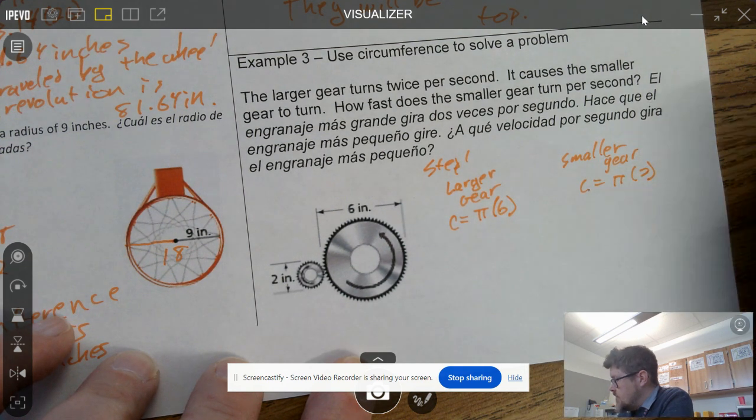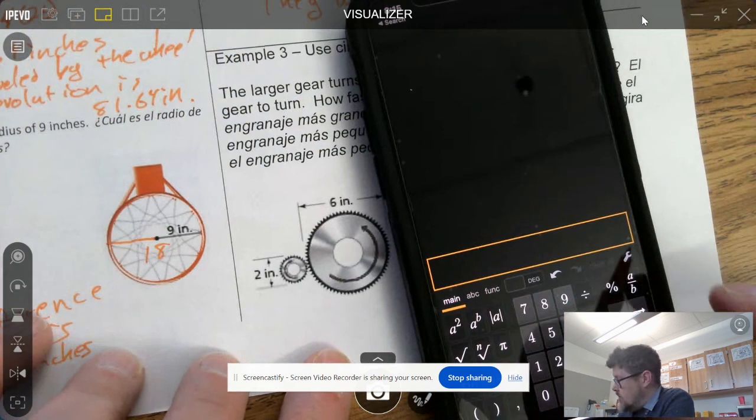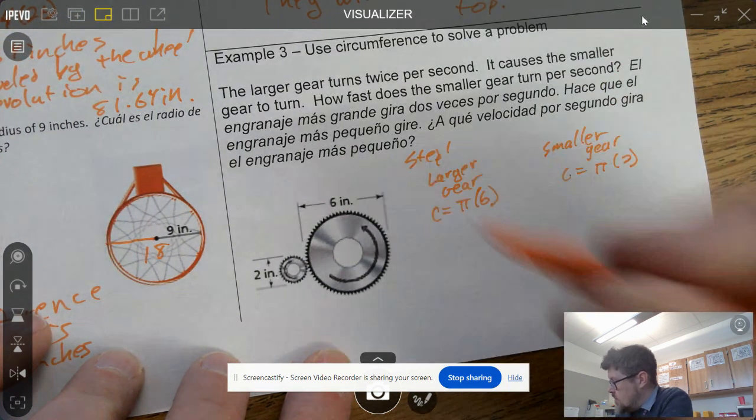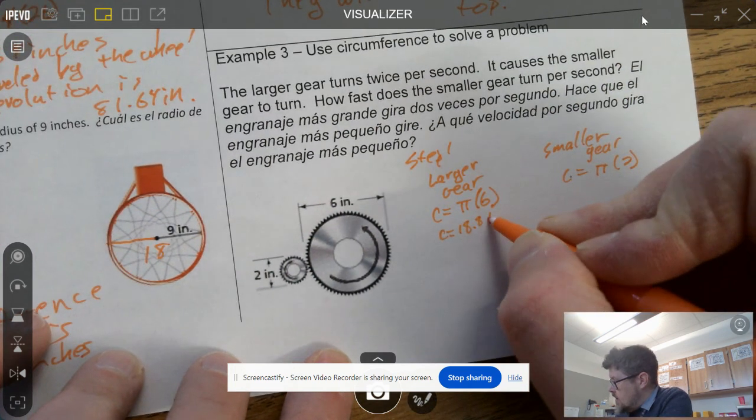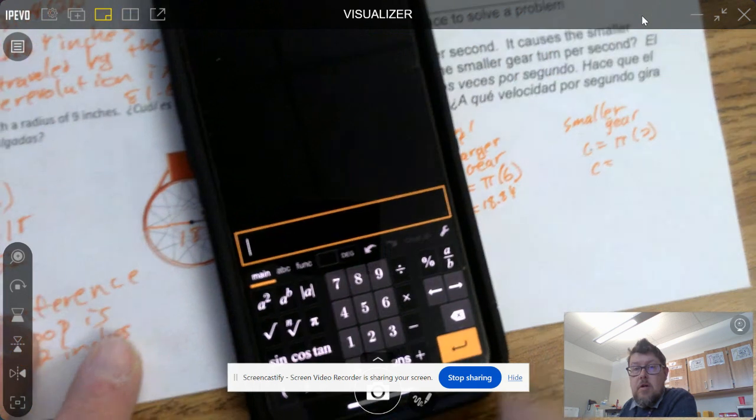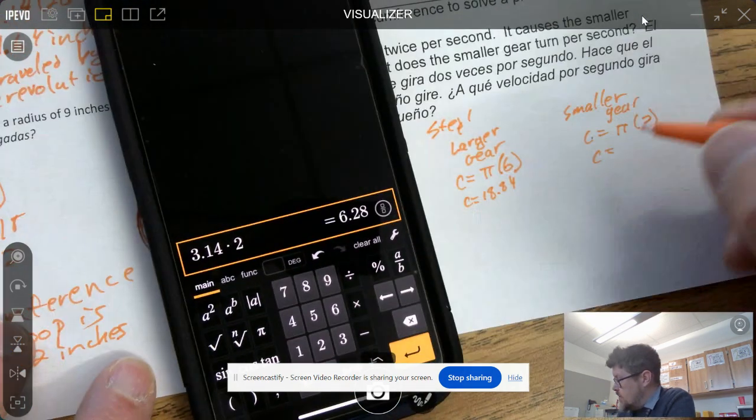So again, remember that pi is going to be 3.14, so we're just going to do everything in the calculator here. 3.14 times 6 gets us to 18.84. And then we do the same process here. We take that pi, which is 3.14, and we multiply by 2, so we get 6.28.